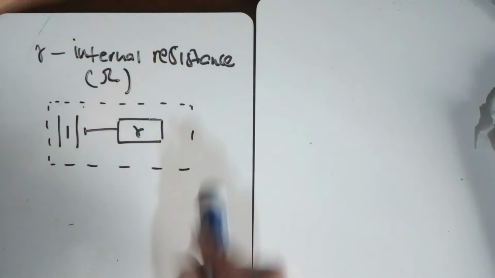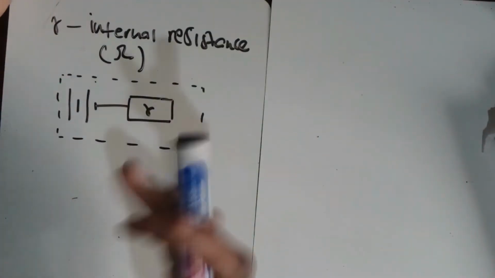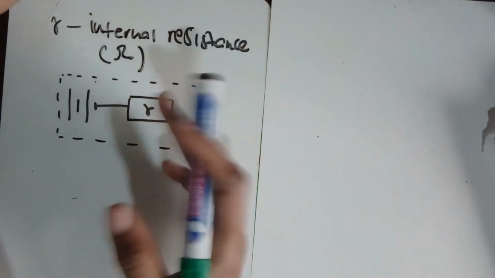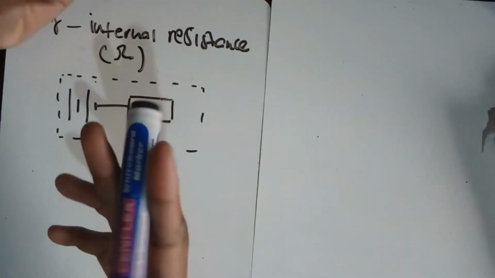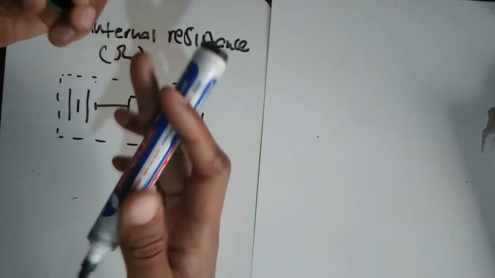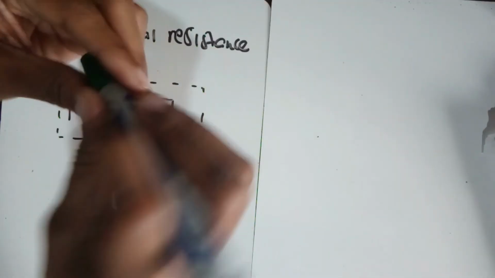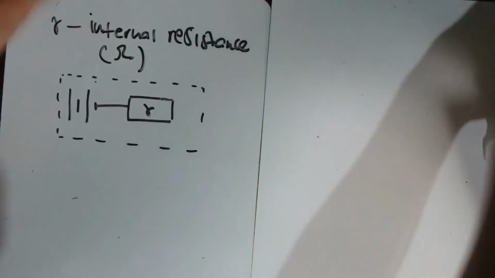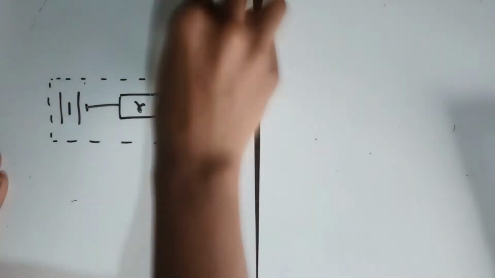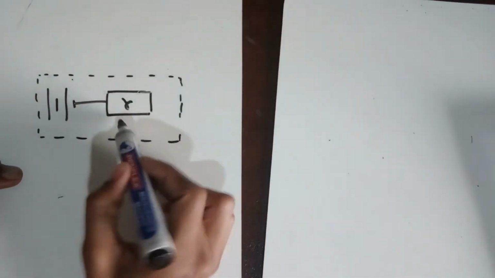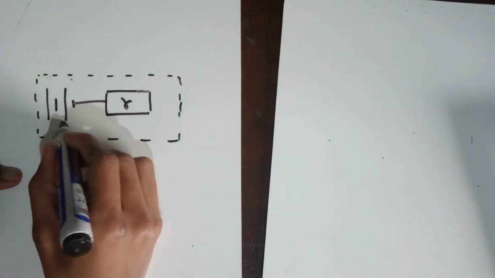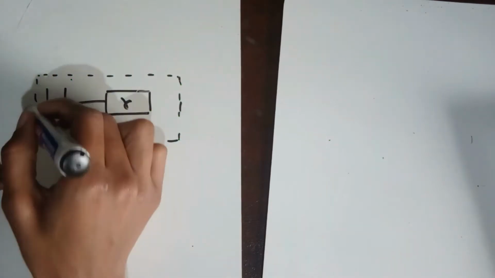The EMF of the battery is often described as the total energy supplied per coulomb of charge by the battery. What does that mean? In simple terms, the way I want you to think about it is that EMF is that reading that you will get. So let me draw this quickly. Let us say you have your battery with an internal resistance. It will also have something you call an EMF.